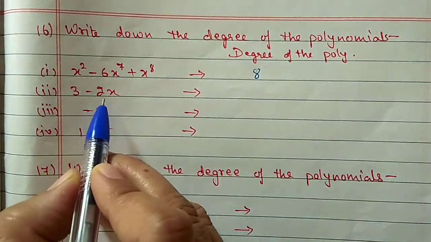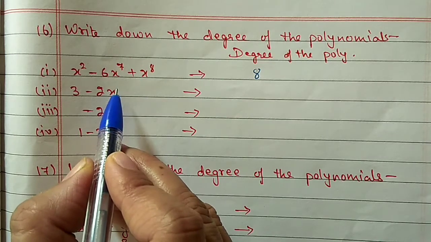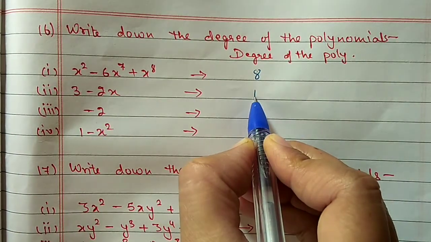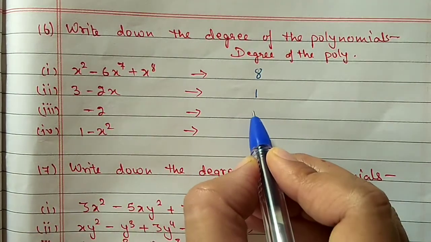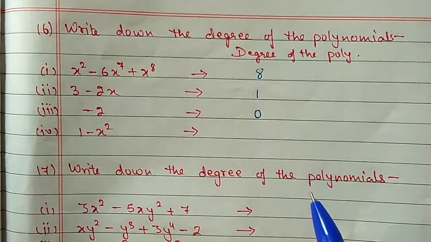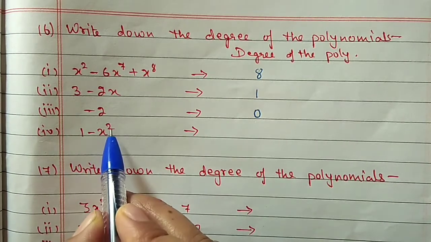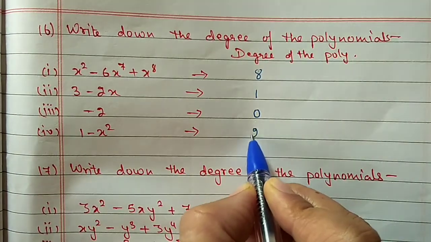In this one, 3 and 2x, the x power is 1, that is the highest power, degree is 1. Here we don't have any variable, it means the power is 0, x power is 0. In the fourth one, x square, so the maximum power is 2.